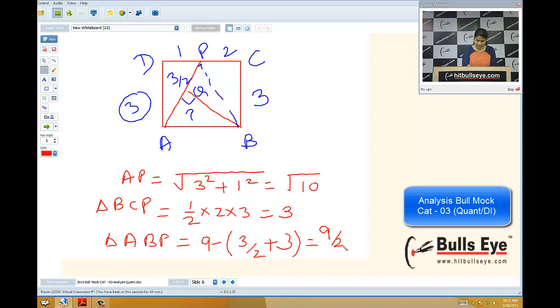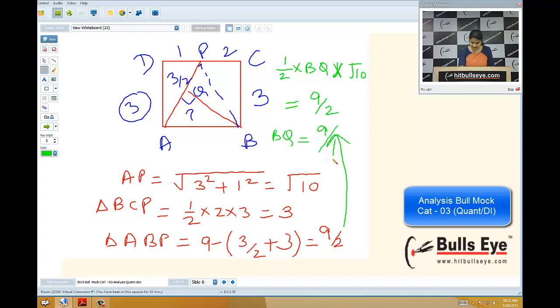Okay. Now I'm using the formula again. If we calculate the area of ABP by using half into base into height, we can write half into BQ into AP. We know the length of AP, this is root 10, and the area we know now, this will be 9 by 2. So by using this formula, we'll calculate BQ, and I'm getting BQ as 9 by root 10. Is it okay?